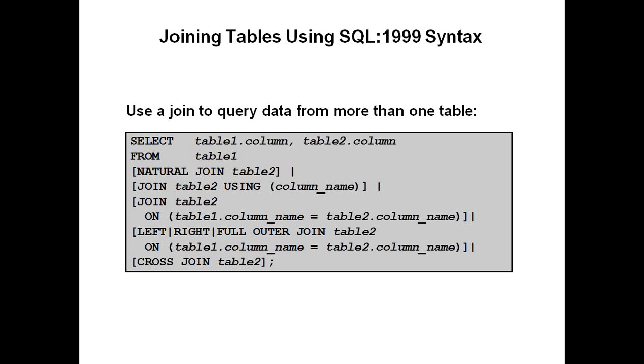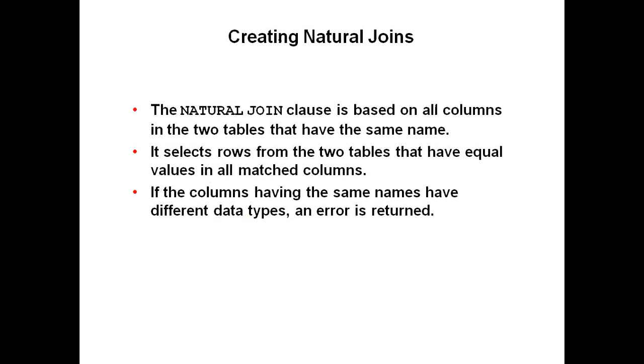This is the standard syntax that we follow, but rather than going through this, let us start with the join types. First we are going to discuss natural joins. A natural join is based on the columns in the two tables that have the same name. So natural join is going to join two tables based on the common column between the tables.